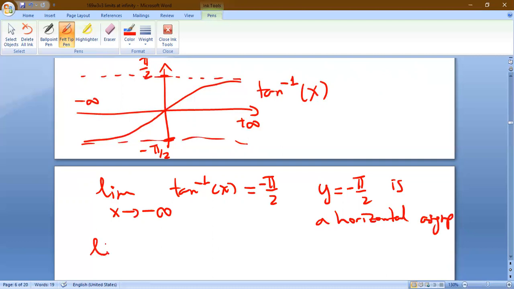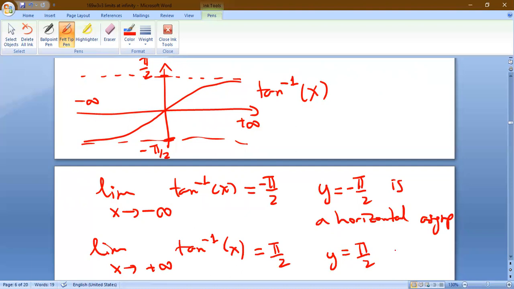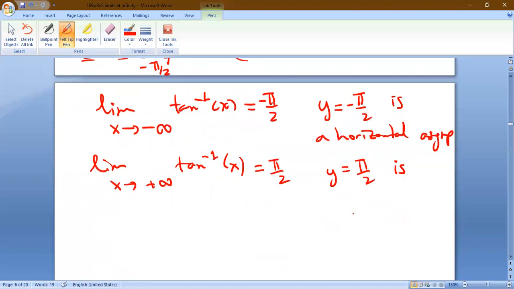And in a similar way, if we look at the limit at positive infinity of arctangent, then we will see pi over 2. When x gets bigger and bigger, arctangent will get closer and closer to pi over 2. So the limit of arctangent when x gets positively very large is pi over 2. So similarly, this is also a horizontal asymptote. So sometimes you can have more than one horizontal asymptote for some functions.